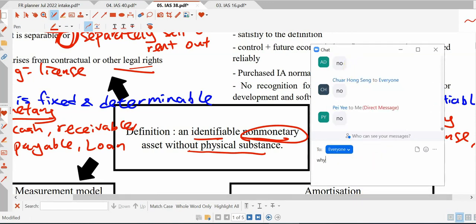Everyone also can. Okay, why? Those in the class, do you think cash is tangible or intangible? Tangible? Intangible? Let me get some cash to show you. Hey, you better say no when I ask why, no answer already. Cash in bank? You ask me back a question. So what do you mean? Cash in bank, physical or intangible?